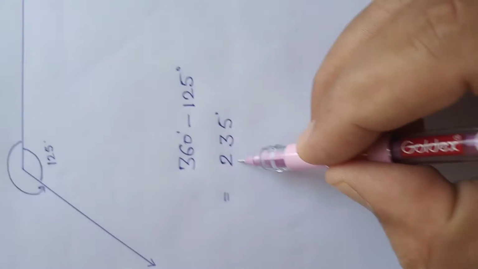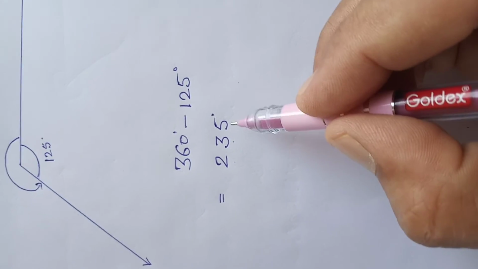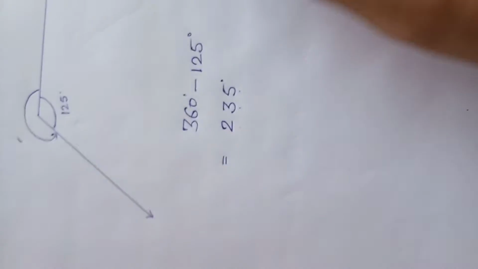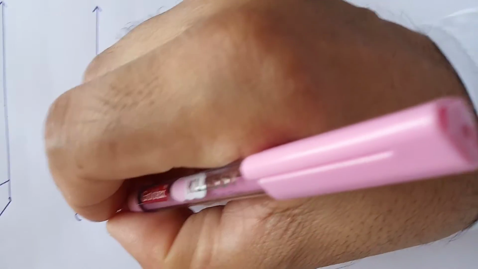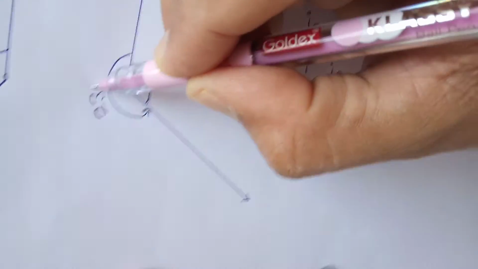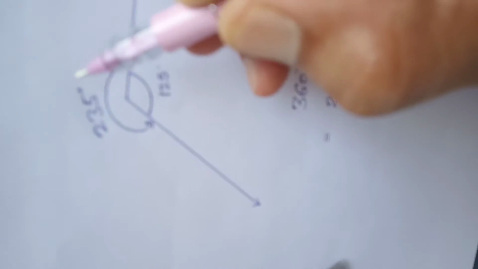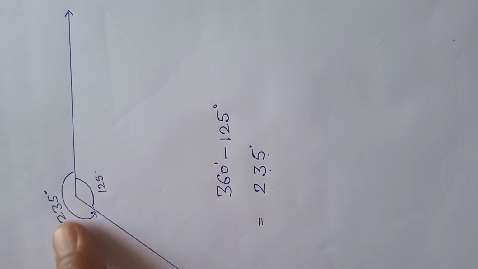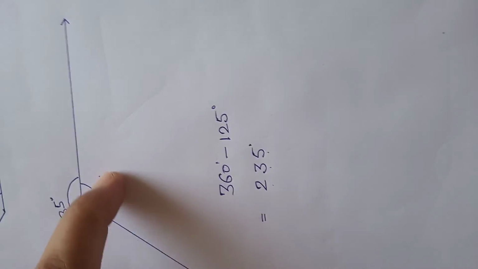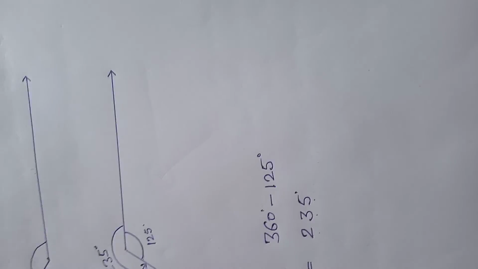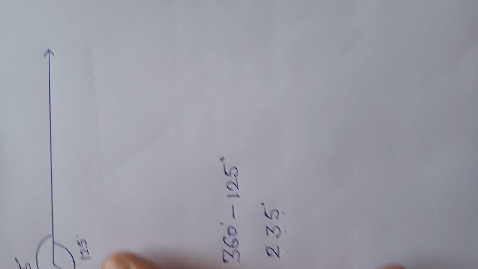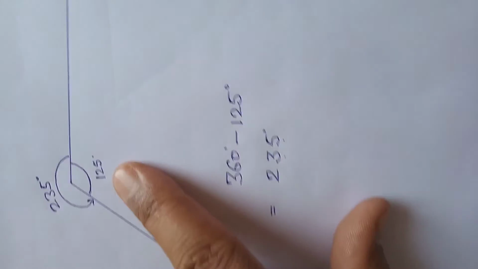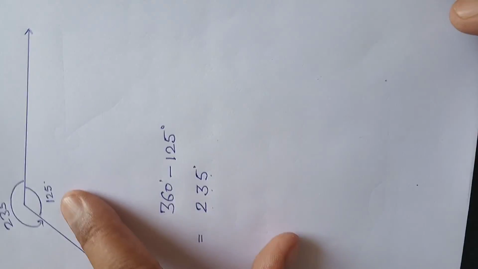Means this angle is greater than 180 degree but less than 360 degree. We will write the measure of this reflex angle here. Now we can check that the sum of these two angles becomes a complete angle, means 235 plus 125 degree will give you 360 degree.